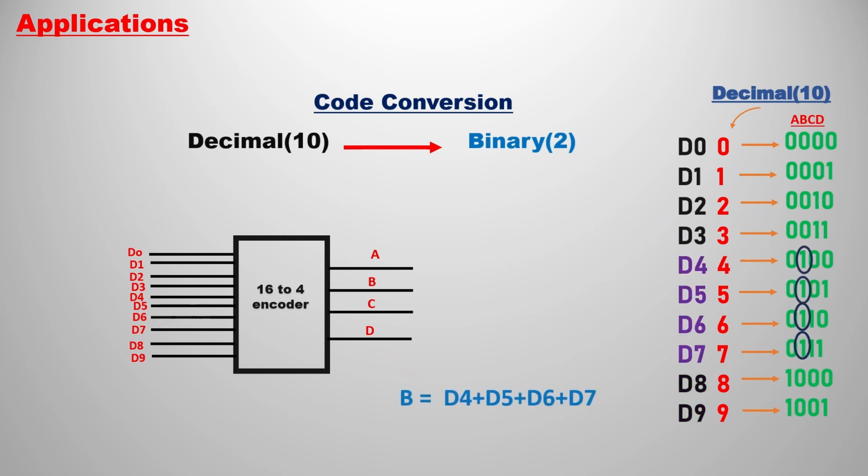If you want the output expression for B, consider the ABCD variables. Come straight down in the B column, and if you observe, the ones correspond to D4, D5, D6, D7. I have highlighted them in purple also. So this is our final output expression for B, because the 1 corresponds to those minterms. That is why that is our output for B. The remaining are all zeros, so we will not consider minterms for zeros. We will only consider minterms for ones.